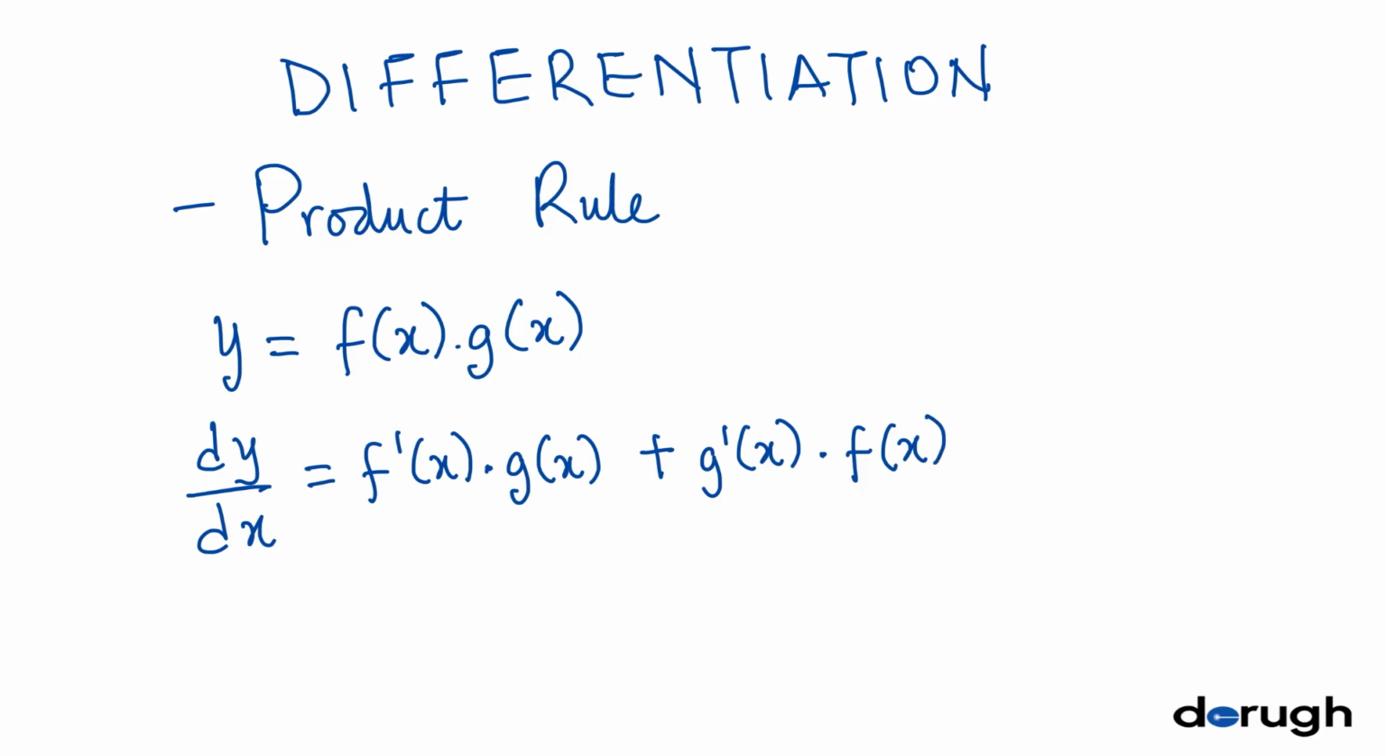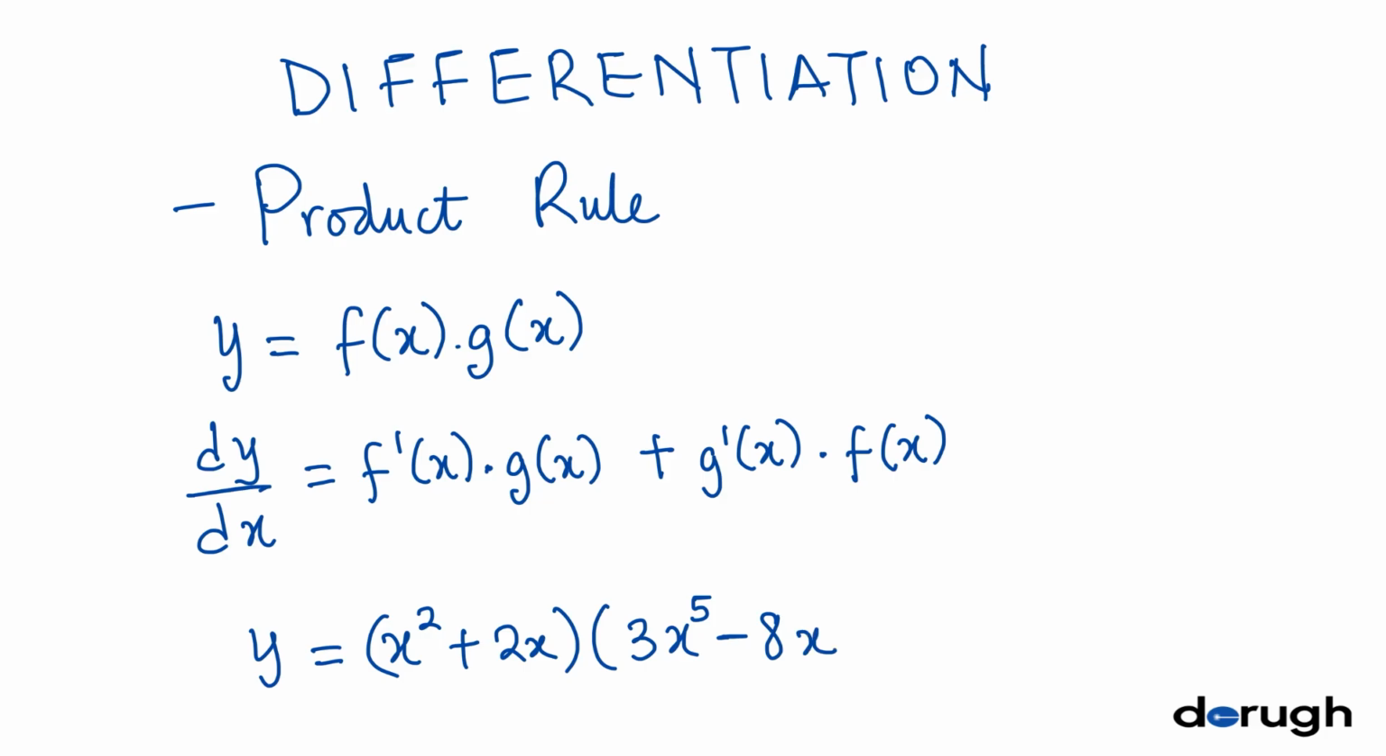Let's look at an example. Say y equals (x squared plus 2x) in brackets, multiplied by (3x power 5 minus 8x power 3).